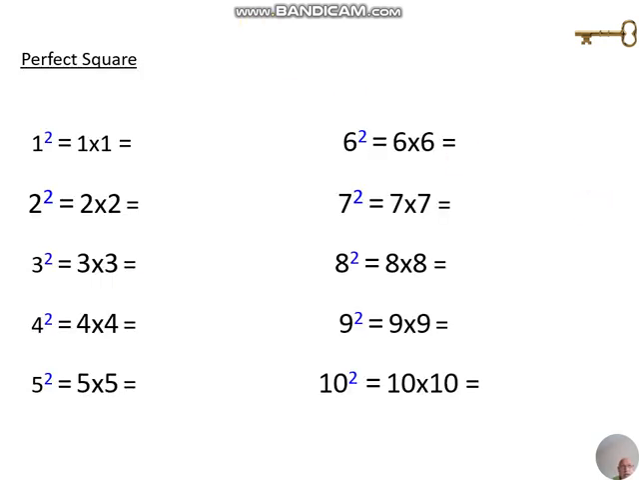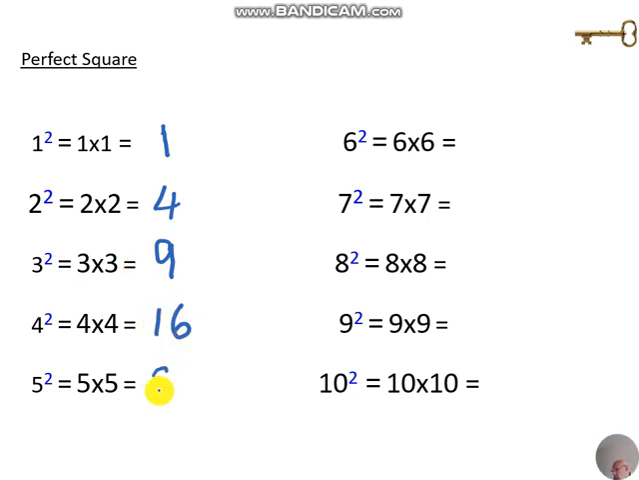1 squared means 1 times 1 equals 1. 2 squared means 2 times 2 is 4. 3 squared means 3 times 3 is 9. 1, 4, 9, 16 and so on are perfect squares, because any such number I can write as a power of 2. I can write 1 as 1 squared, I can write 4 as 2 squared, I can write 9 as 3 squared, and so on.